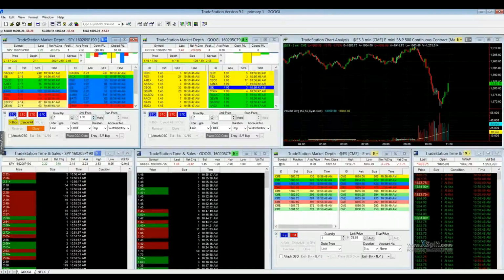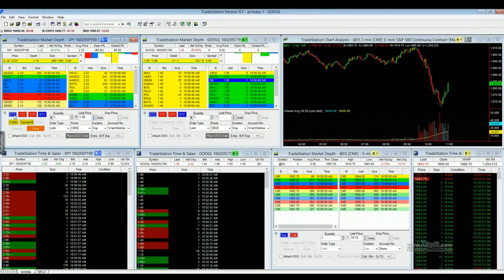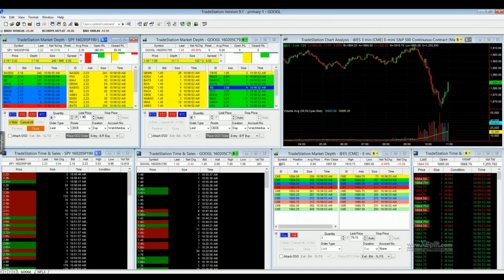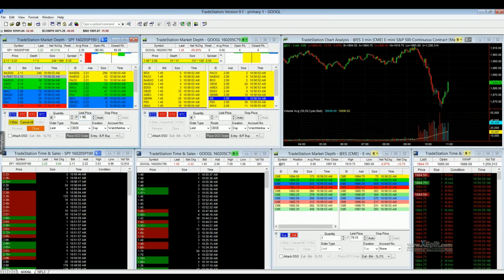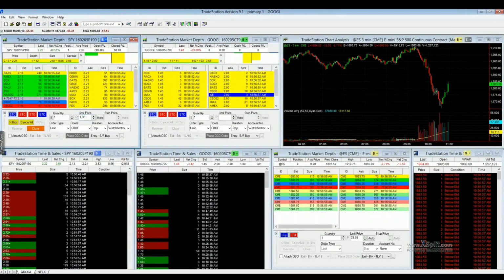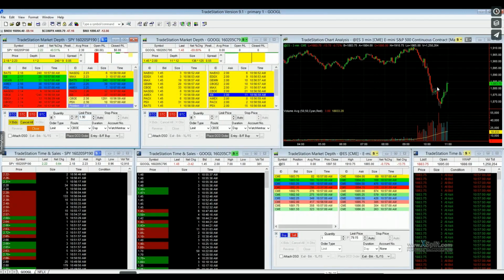So we want to think about our trades the same way. We can take hundreds of trades a day if we want, but we need to be selective and try and get the best ones. So SPY's popping up here.